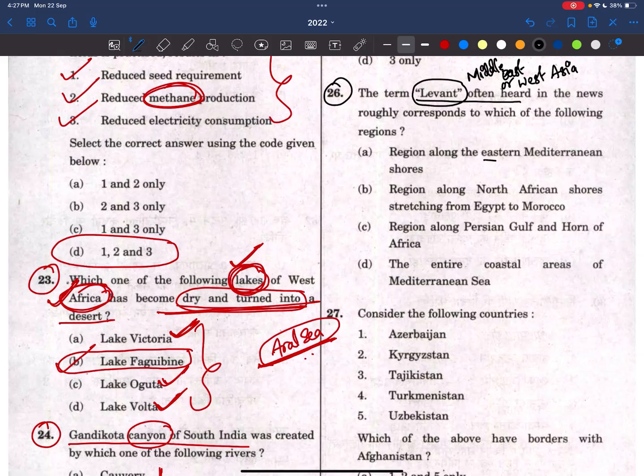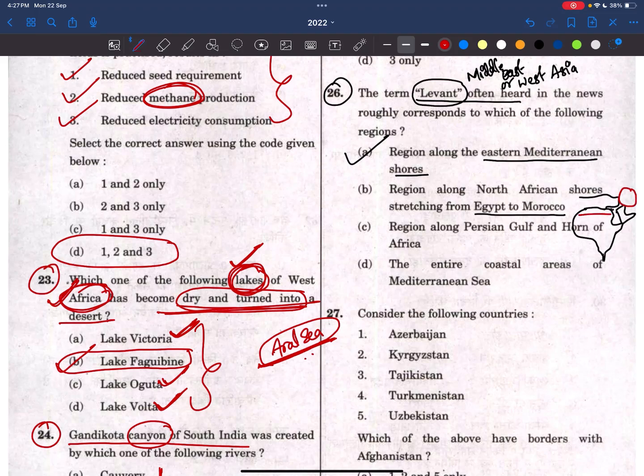Region along the Eastern Mediterranean shores. Yes, this option is correct. Let's see the other options also, we'll get clarity. Region along North African shores stretching from Egypt to Morocco. See here, if this is Africa, this is the Arabian Peninsula, and this will be the Mediterranean Sea, right? This is the Levant region, that is, the Eastern Mediterranean shores.